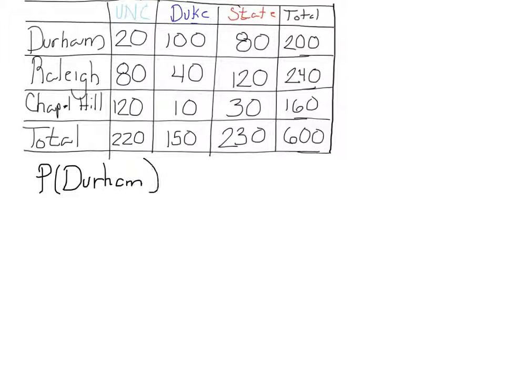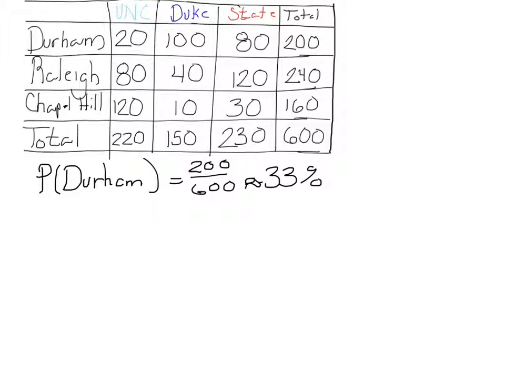And that's simply equal to, well, there are 200 people from Durham, and there's 600 people overall, so I get 200 over 600. That reduces to 1/3, which is about 33%, 33.333%. Okay, I'm going to put a slash there to indicate that I'm definitely approximating.